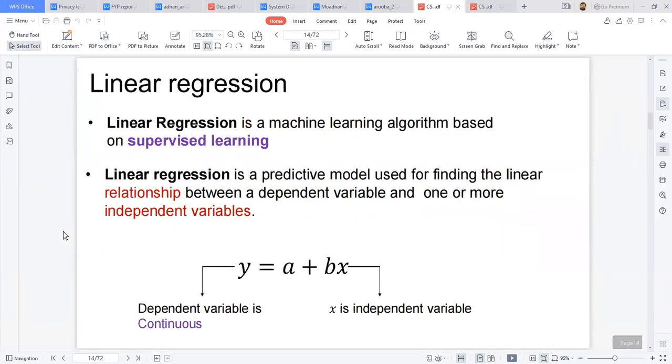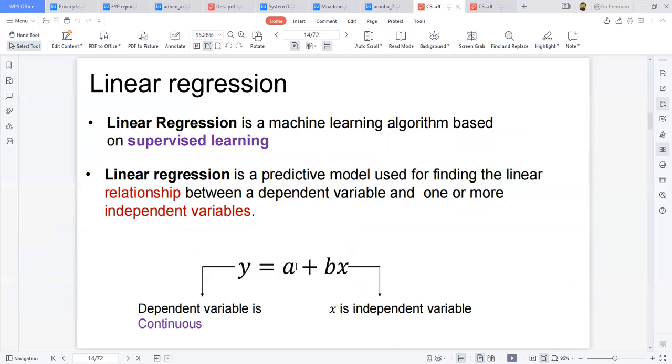Linear regression is a machine learning algorithm based on supervised learning. Linear is like one input, one output. Linear regression is a predictive model used for finding the linear relationship between a dependent variable and one or more independent variables. So you can check that X is the independent and Y is the dependent, or we can say this is input, this is output. This will be, of course, the continuous value.